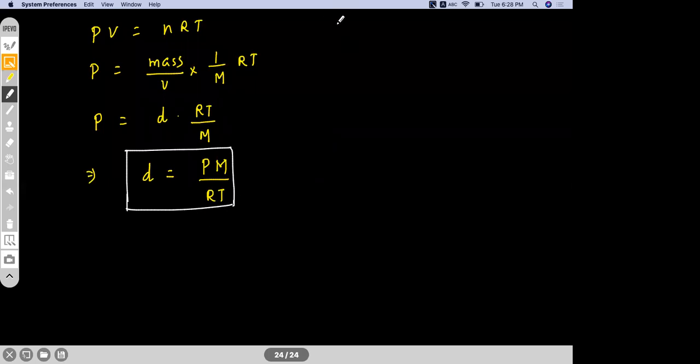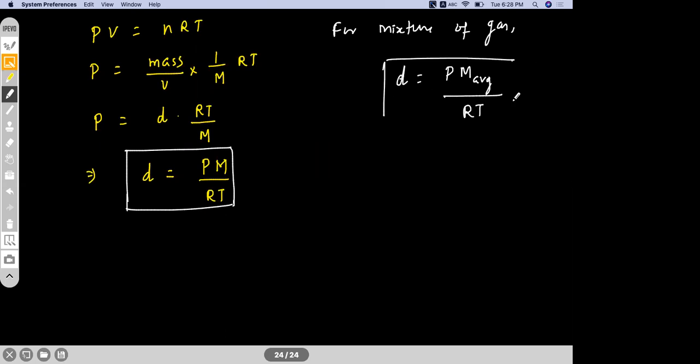If you have a mixture of gases, we can write D is equal to P M average divided by RT. This is the relation we have. Done.